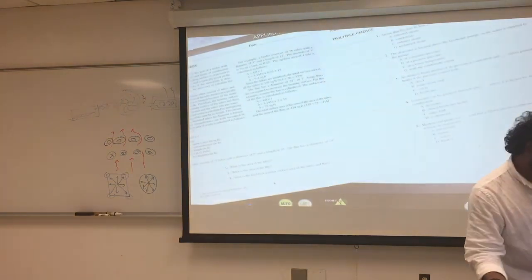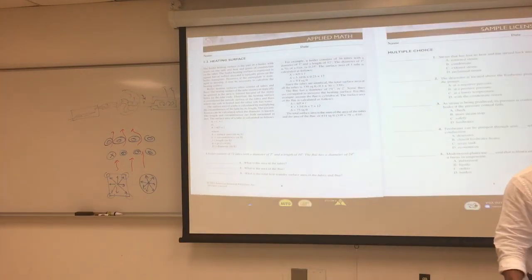So do the second example, make sure you understand how it's done, and it will be a useful piece of information to have.